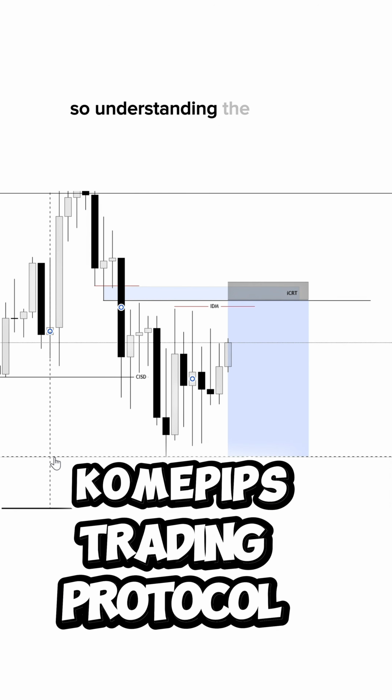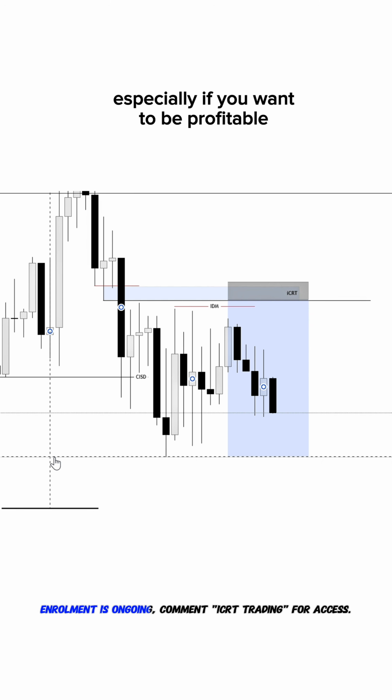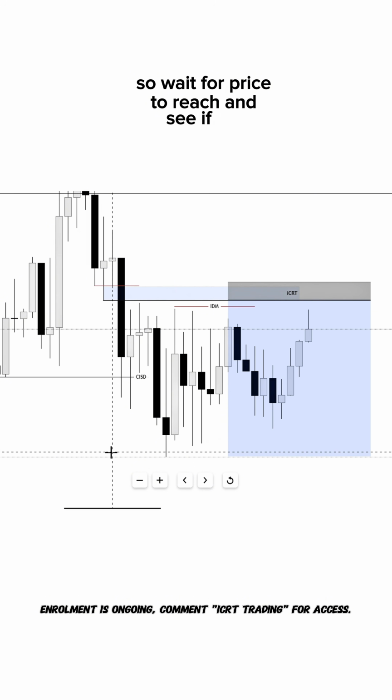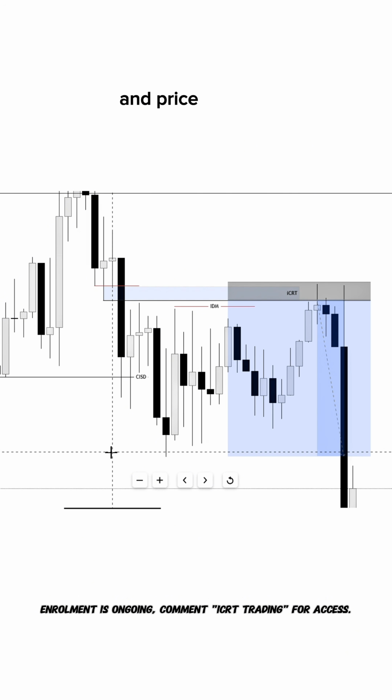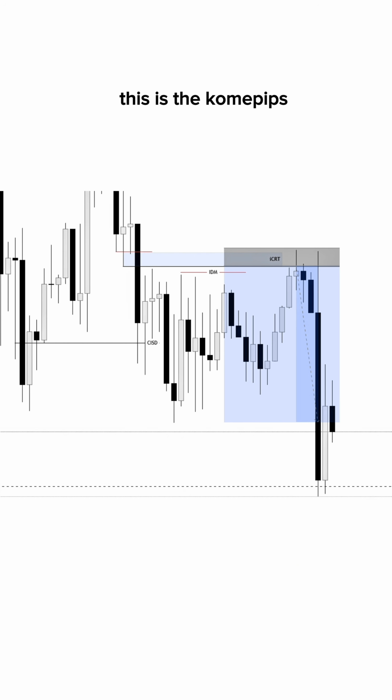Understanding the CRT trading protocol is very paramount, especially if you want to be profitable in the year 2026. So wait for price to reach and see if we get tapped. And as you can see, we got tapped, we almost got stopped out, and of course, boom, price moved to the downside. This is the CRT trading protocol.